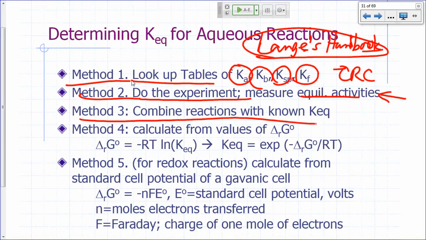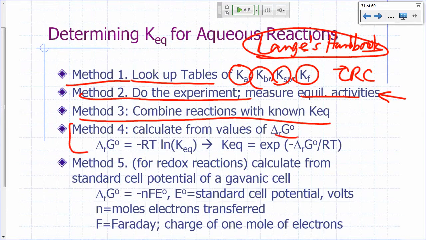Now, our third method is you can combine reactions with known K_eq values, just like you did with Hess's law when you figured out delta H. You can do the same thing with this one. We talked about this already, except that you don't take the negative and you don't add or subtract. What happens if you flip a reaction? The equilibrium constant is just the reciprocal instead of the negative, right? And if you add two reactions, the resulting equilibrium constant is the product of the two original equilibrium constants.